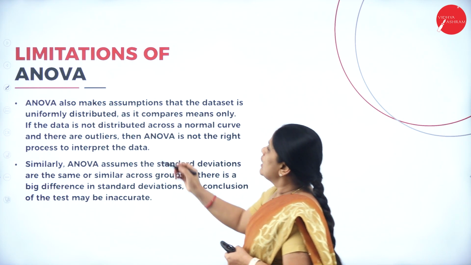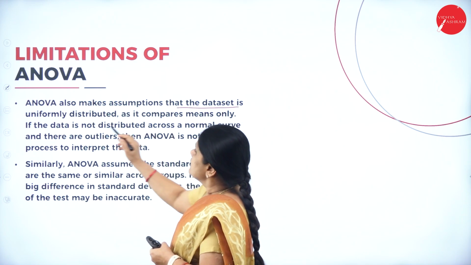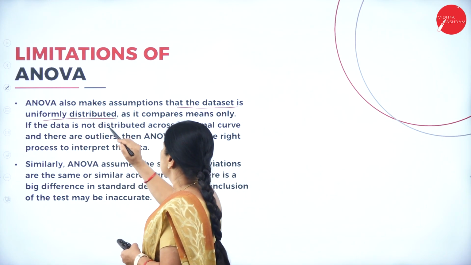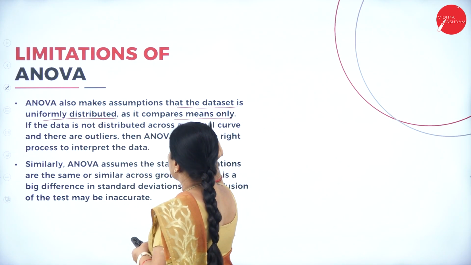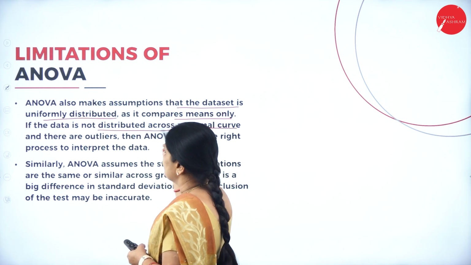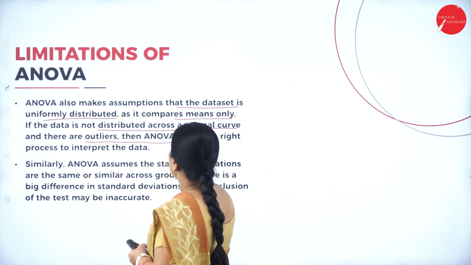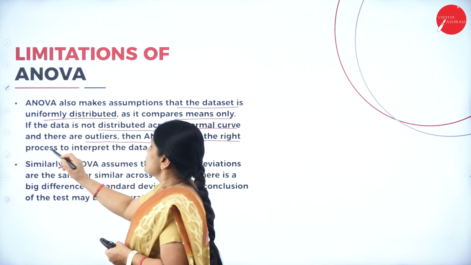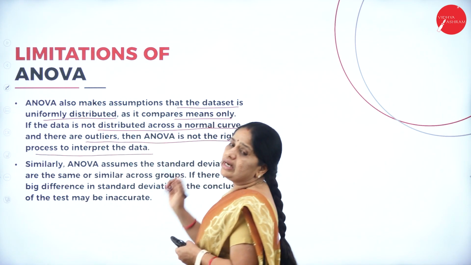Then ANOVA also makes the assumption that the data set is uniformly distributed as it compares means only. If the data set is not distributed across the normal curve, and there are outliers, then ANOVA is not the right process to interpret the data.